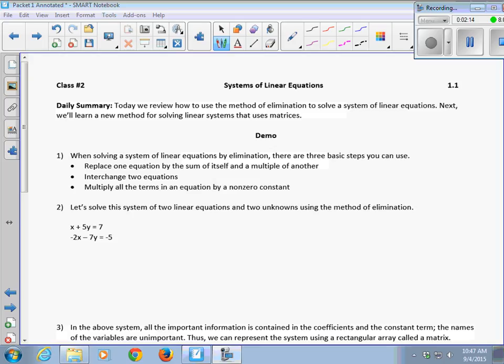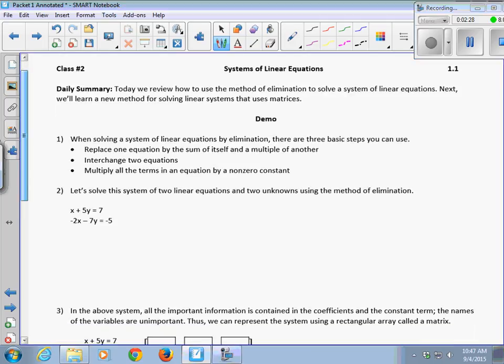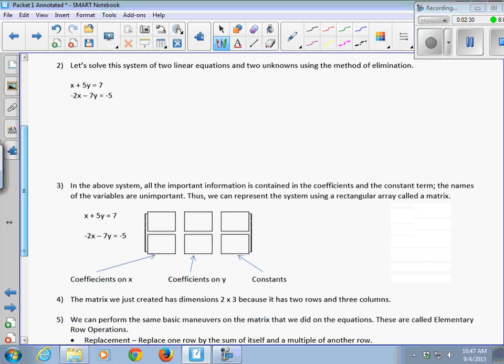All right, so when solving a system of linear equations by elimination, there are 3 basic steps that you're allowed to do. You can replace one equation by the sum of itself and a multiple of another. You can interchange 2 equations. You can multiply all the terms in an equation by a non-zero constant. All right, so this is just totally algebra review. I'm sure you all learned this in a previous course.